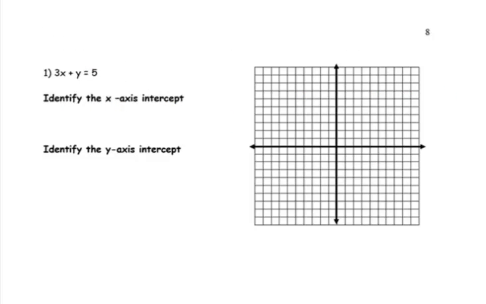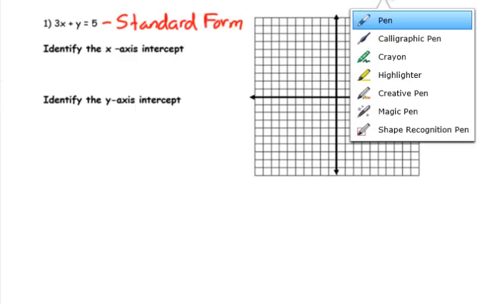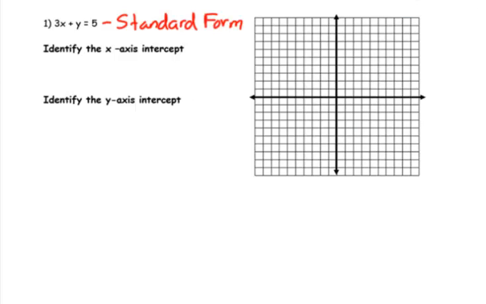As we look at our first question, 3x plus y equals 5, that's written in standard form. The method that we're going to use is to find the x-axis intercept and the y-axis intercept. In order to do that, we need a little bit of understanding about what those represent.